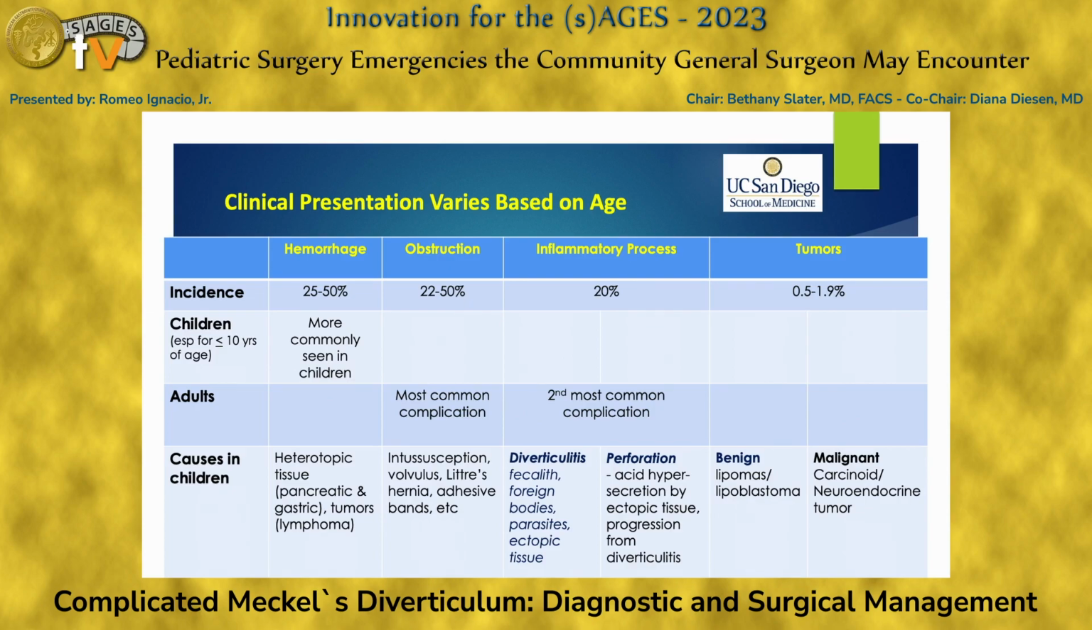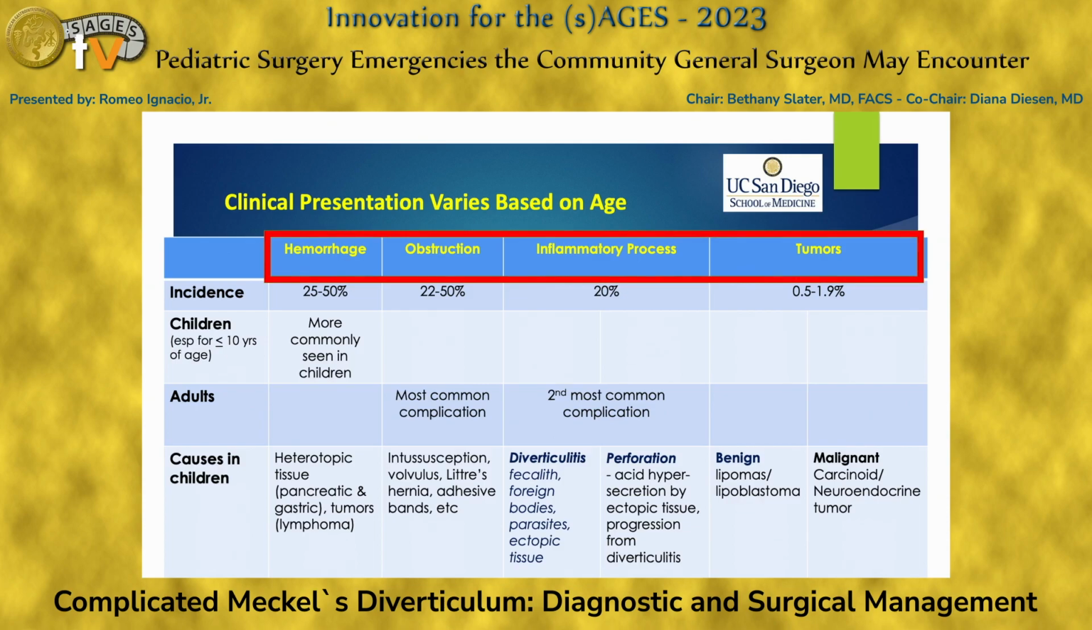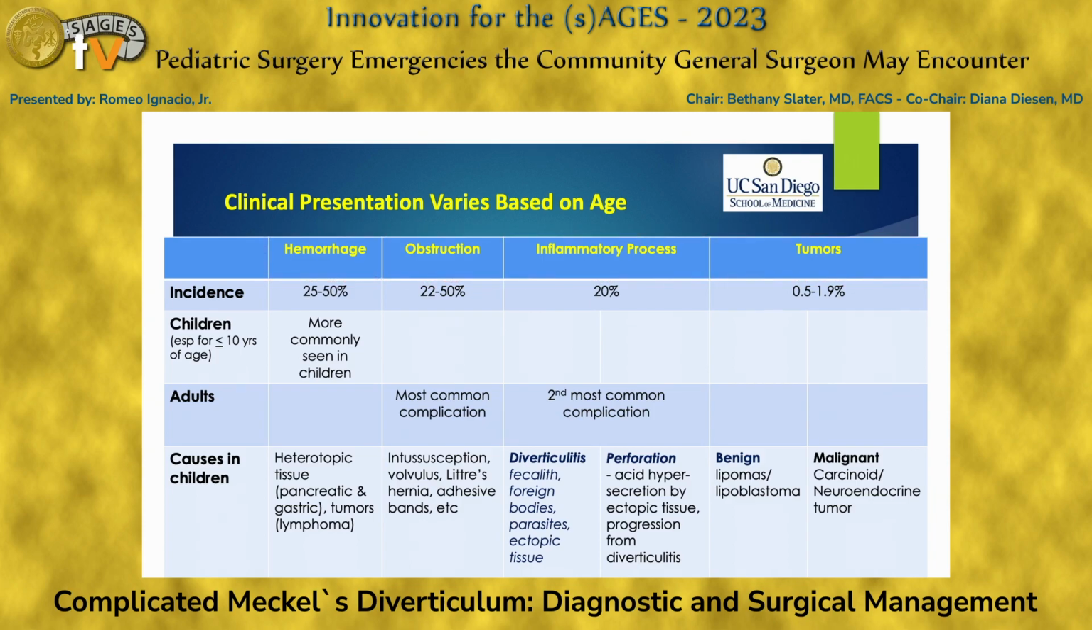Now, I know this table is a bit busy, but I want to focus on the symptoms here. The symptoms could be a GI bleed, an obstruction, or an inflammatory process. We don't typically see tumors in children. We might see those tumors in older patients. But I want to highlight a couple of things that are different from when I gave this talk probably about 12 years ago.